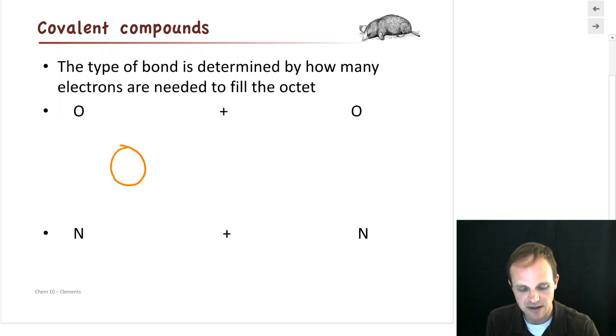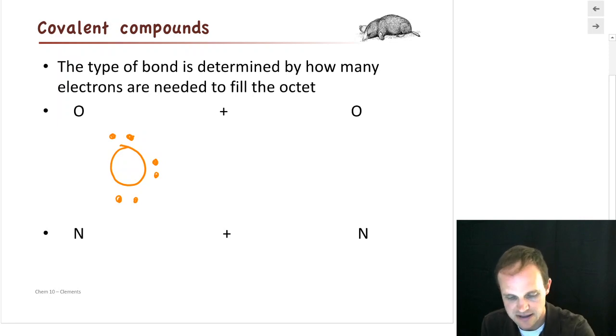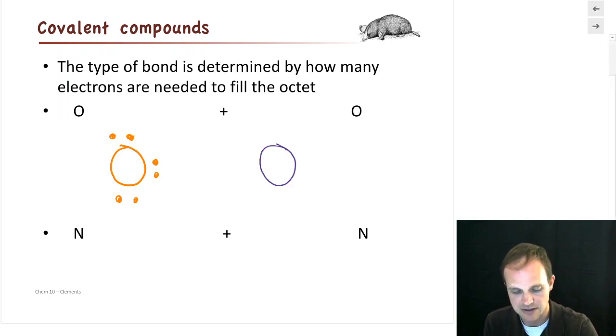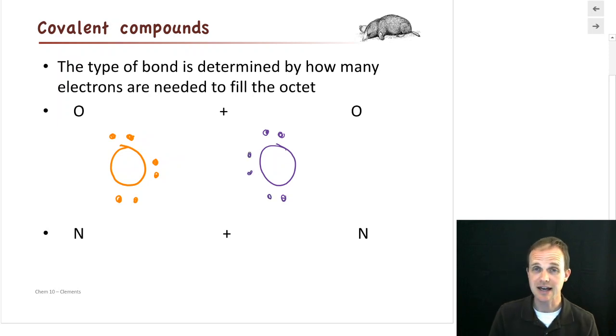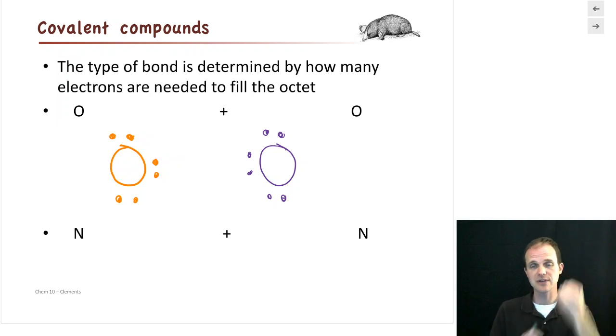Oxygen. What do we know about oxygen? It has 6 valence electrons. 1, 2, 3, 4, 5, 6. And purple oxygen over here has 1, 2, 3, 4, 5, 6. How many would it like to have? It would like to have 8. And in ionic compounds, it took 2 electrons from a metal in order to get 8. But it doesn't do that in a covalent.